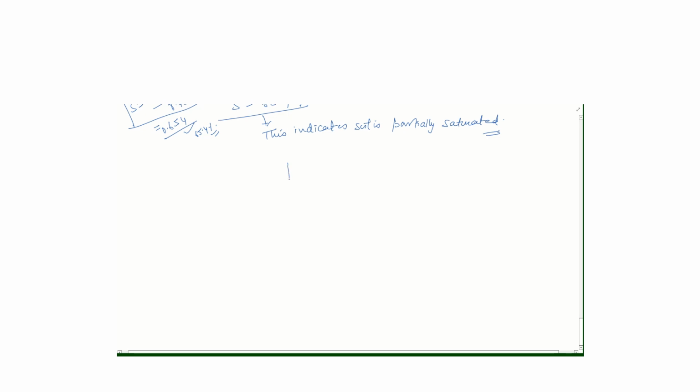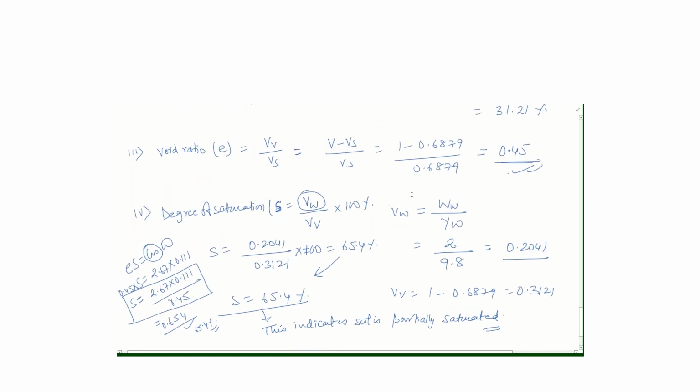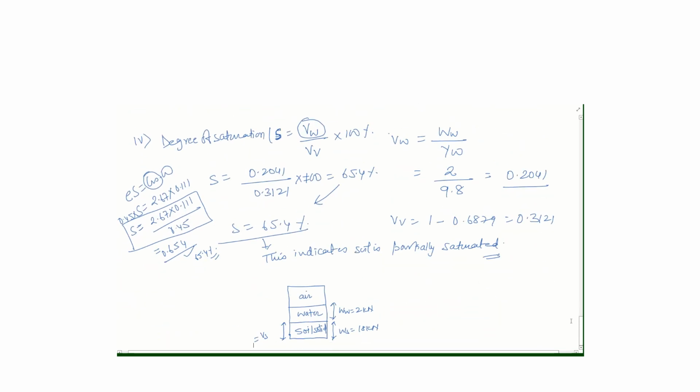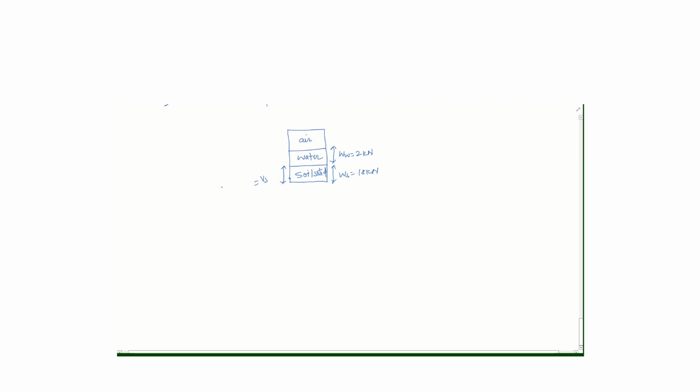So the three-phase diagram will be shown like this. The soil is going to be partially saturated, so it contains solid, it will have water, and it will have air. The weight of water is going to be 2 kilonewton. The weight of solid is going to be 18 kilonewton. Now what will be the volume of solid? The volume of solid we have calculated is 0.6879, so the volume of solid is 0.6879 meter cube.